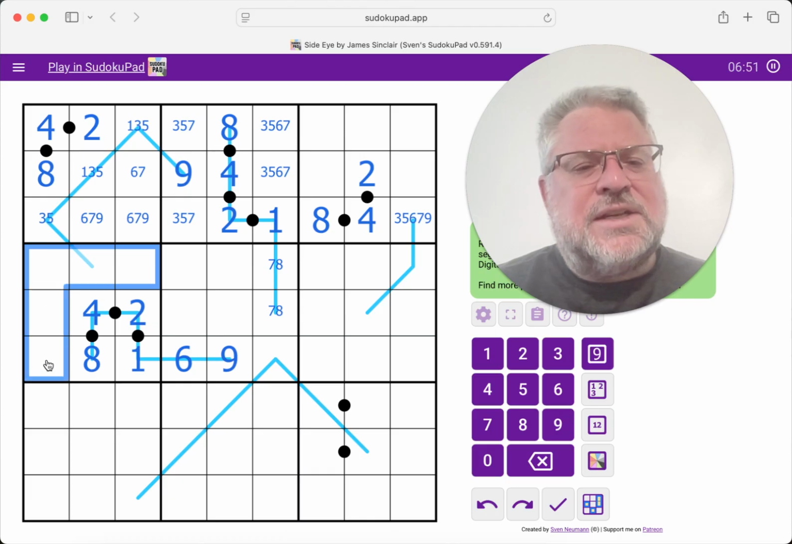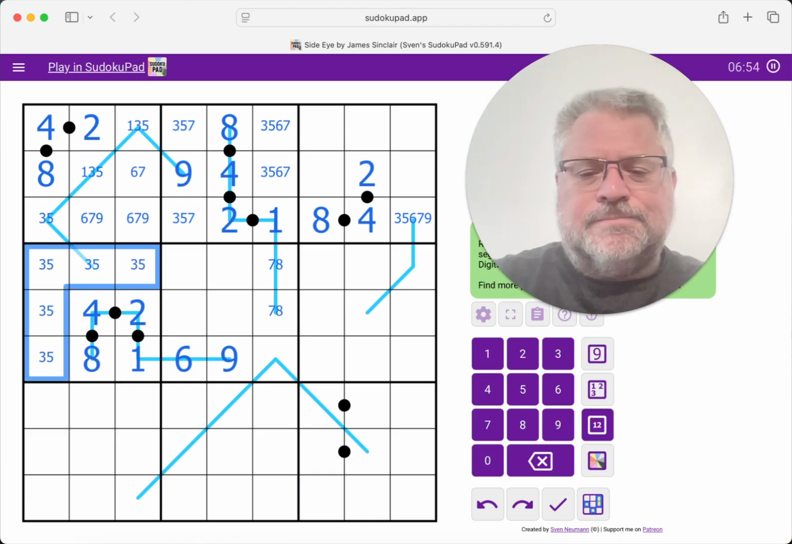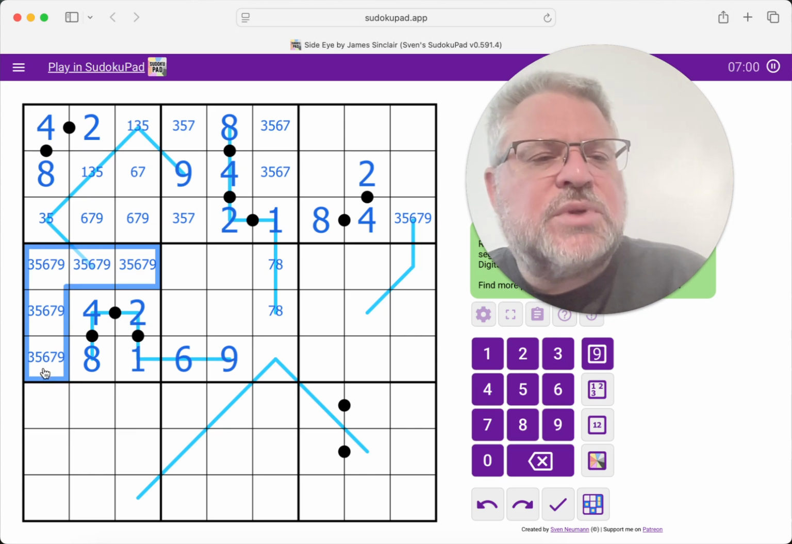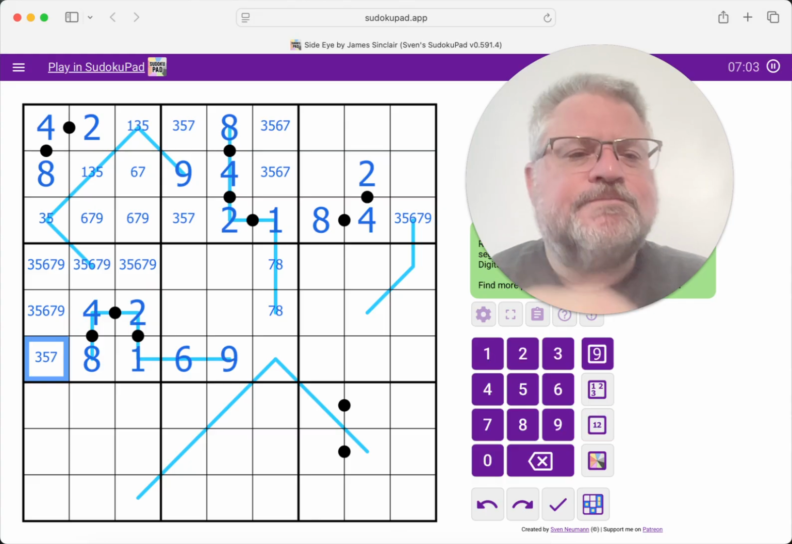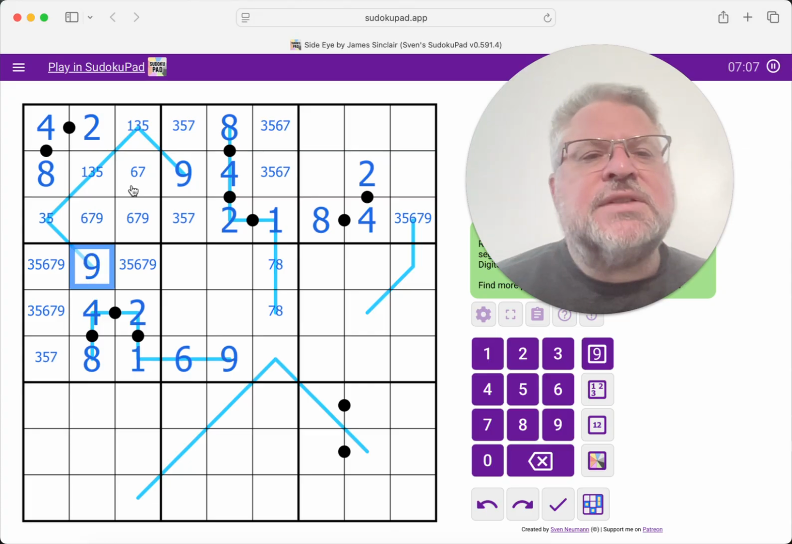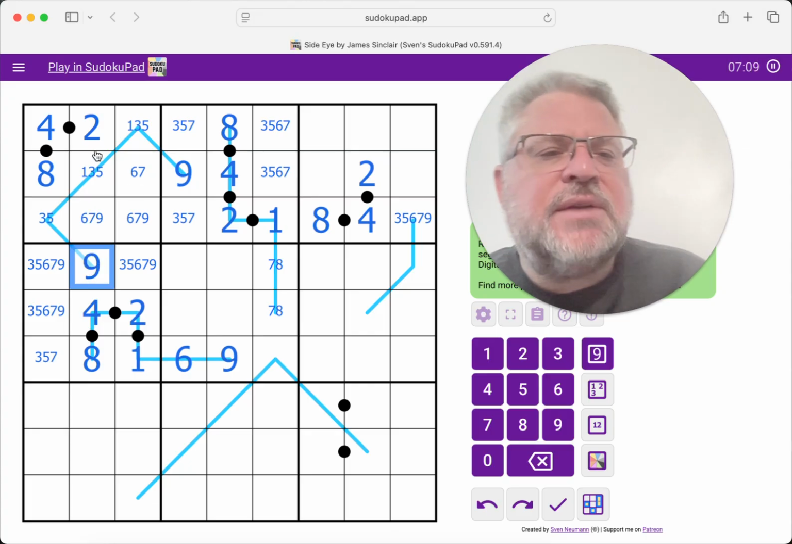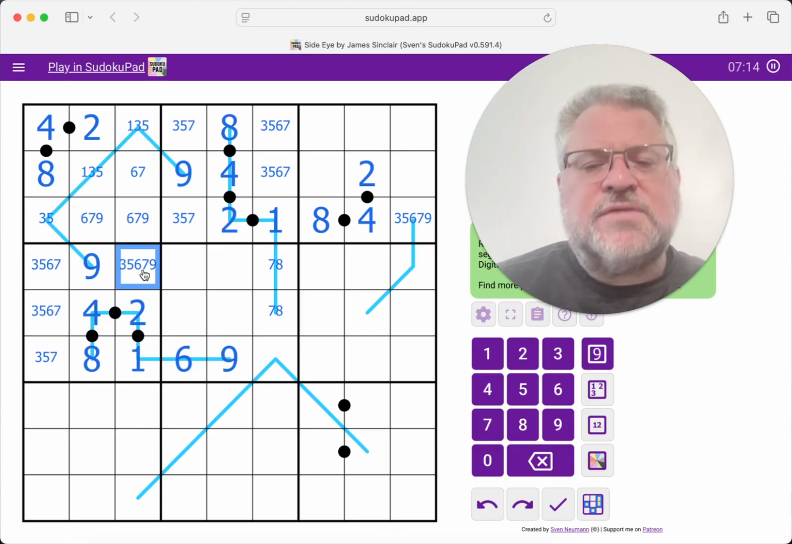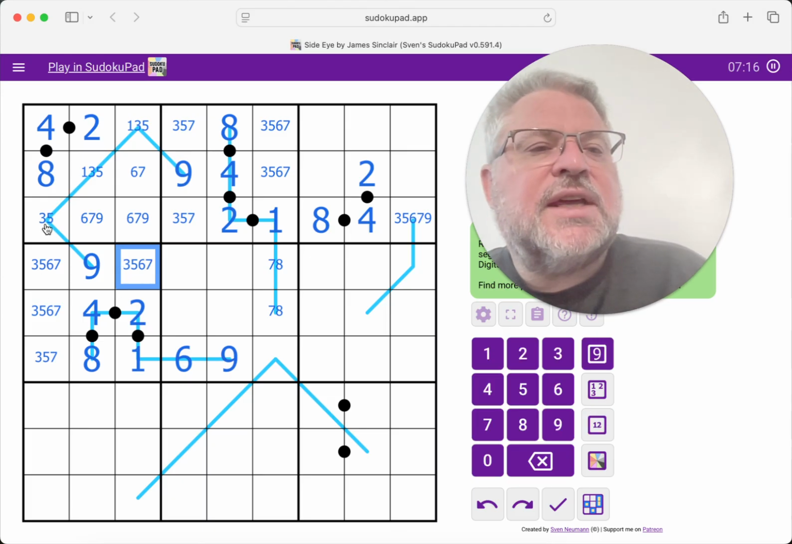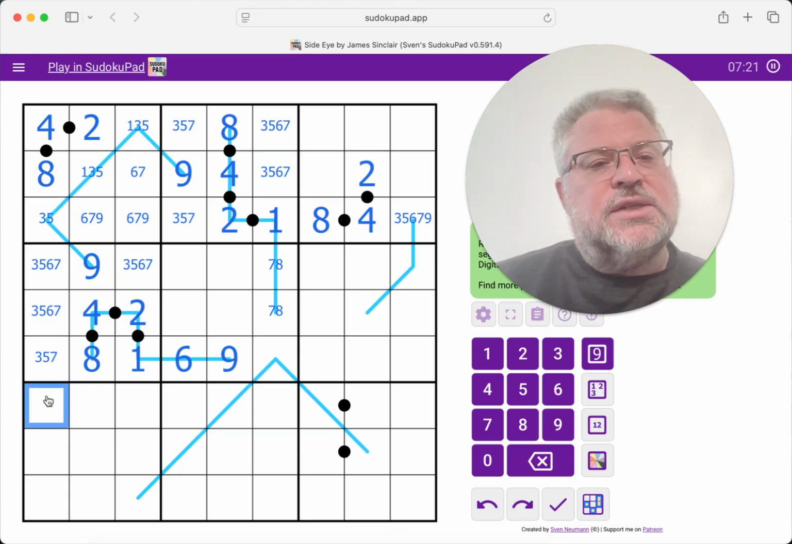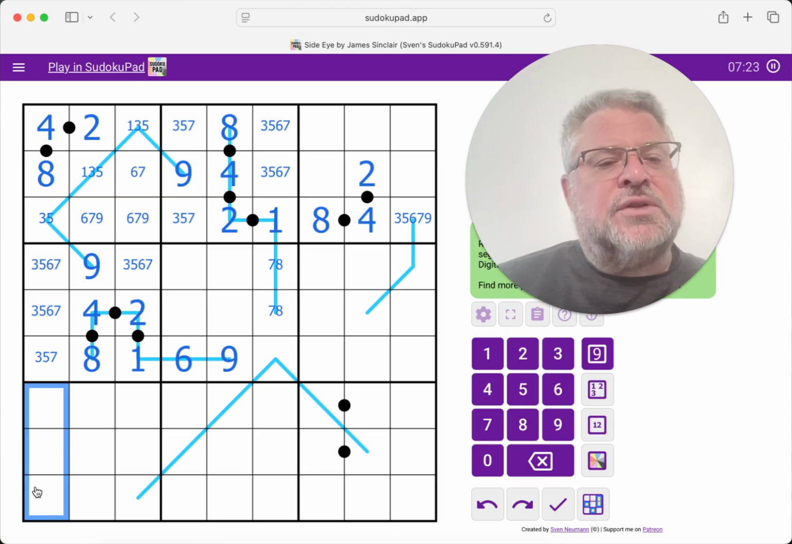3, 5, 7, and 9 into these. And what's the one I'm missing? 3, 5, 6, 7, 9. This one can't be 6 or 9. Oh, we know this is a 9, don't we? Because it's the other end of this region sum line. So these can't be 9. 3, 5, 6, and 7. That gives us a 3, 5, 6, 7 quadruple here in column 1. So these remaining cells are 2, 6, and 9.